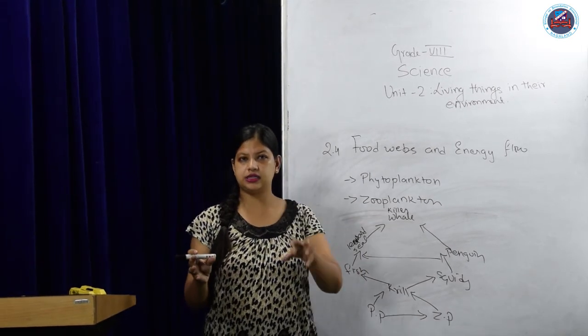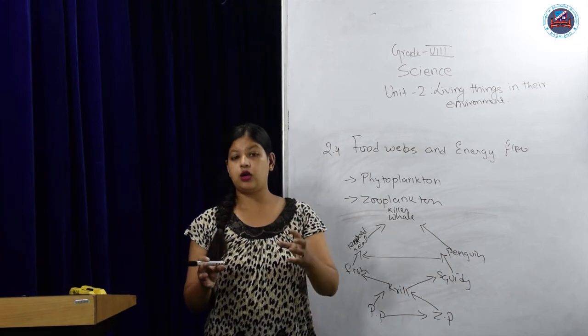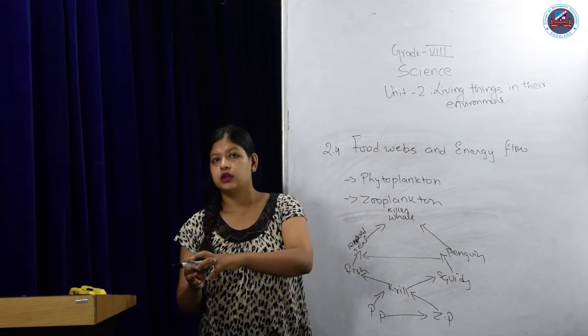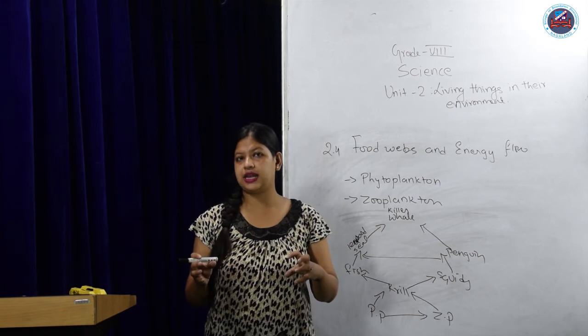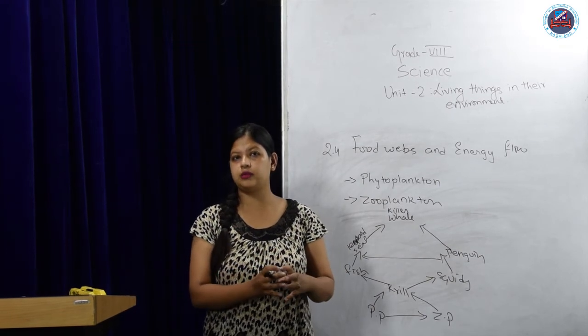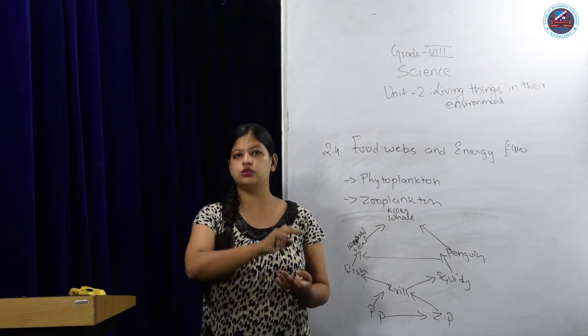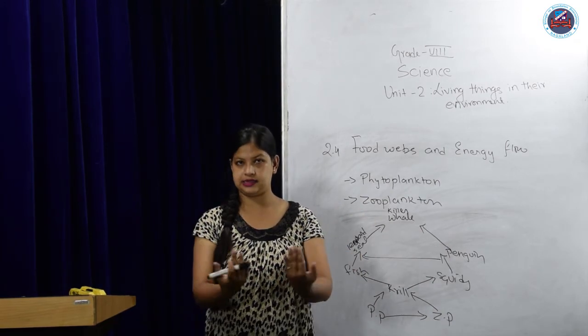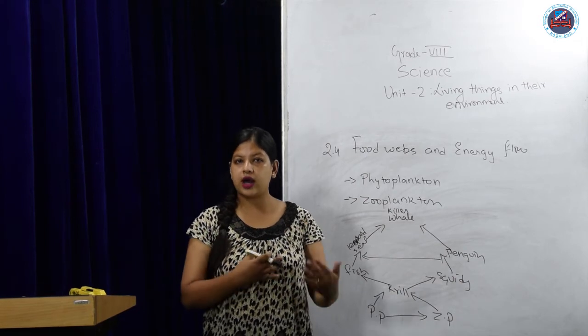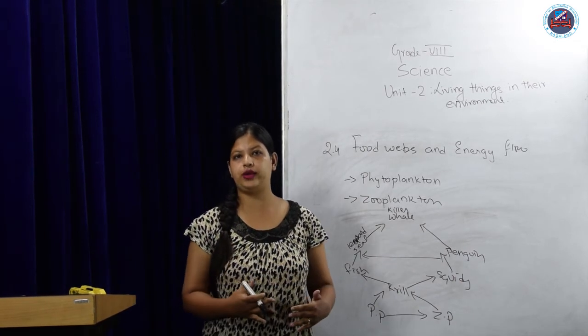So what is happening basically? On the plant, animals are getting adapted. From the plant, an animal is getting energy. And again, from one type of animal, another animal is getting energy. So they are eating one another in a cycle, to form a balance, to depend upon one another. That is what we call a food web.